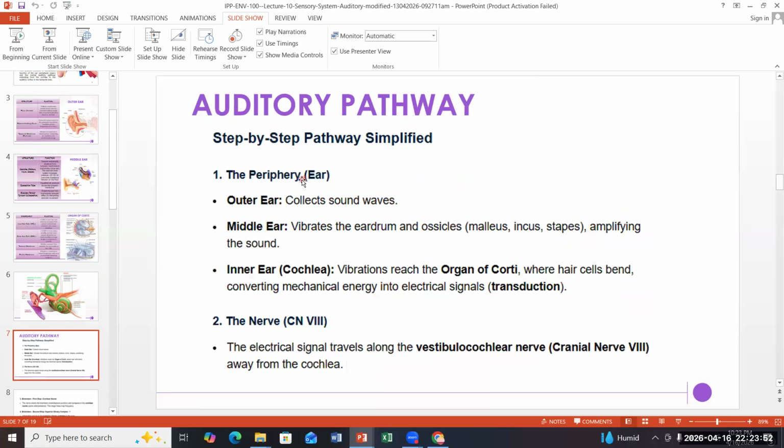Okay, so our outer ear collects the sound waves, and the middle ear vibrates and amplifies them. The inner ear contains a special type of inner ear cell which converts the sound waves into electrical signals by the process of signal transmission. Within the inner ear, the electrical impulse is generated. Now, this electrical impulse will be transferred through the cranial nerve.